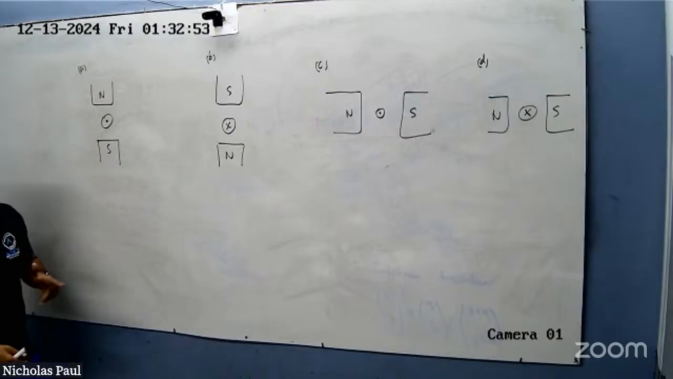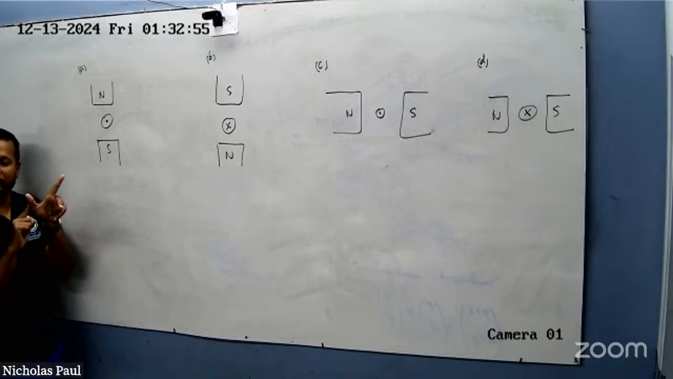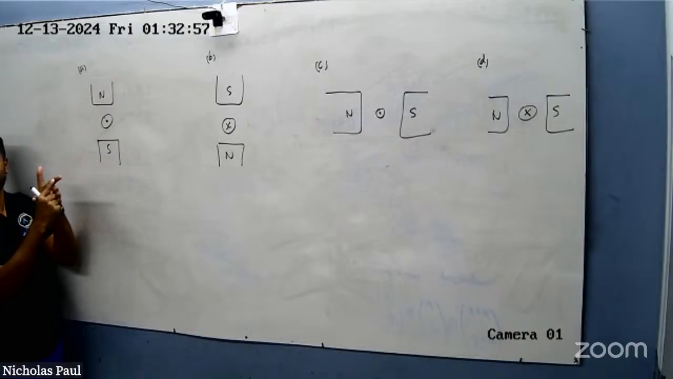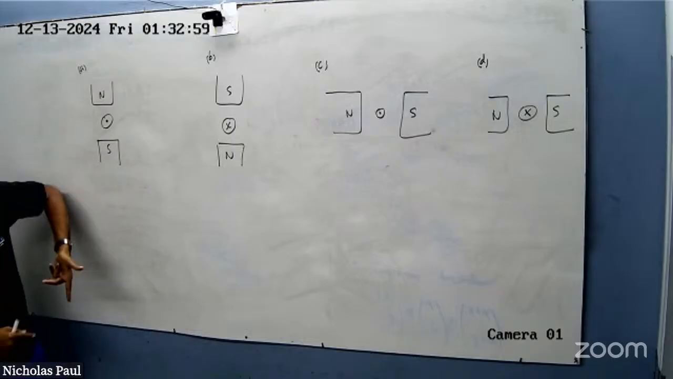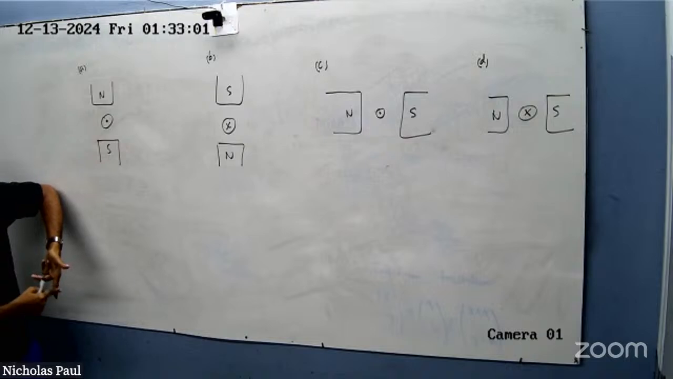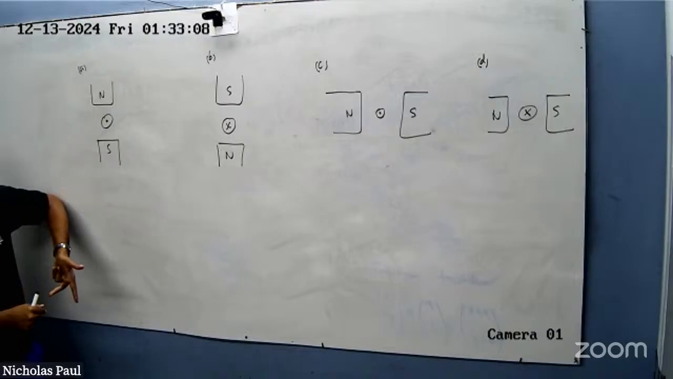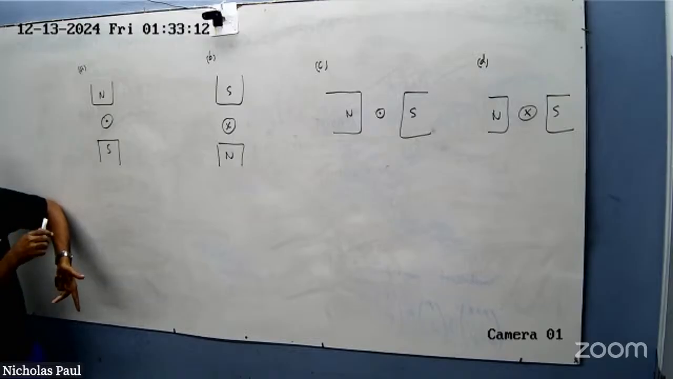We're trying to find where the thumb is going. Your magnetic field is north to south, and the current is coming out, using the left hand. So therefore the force is where? Left to right. So the force is here.